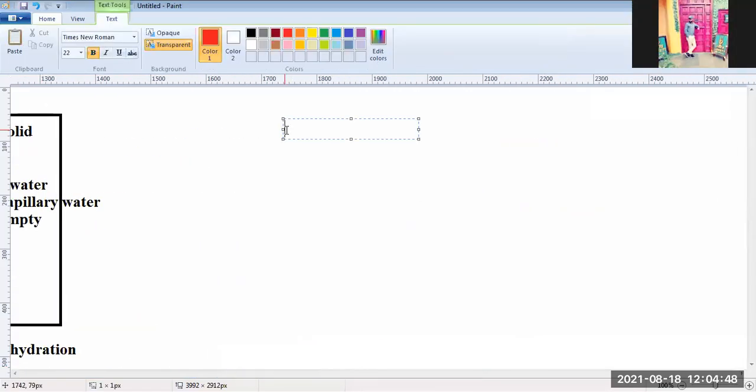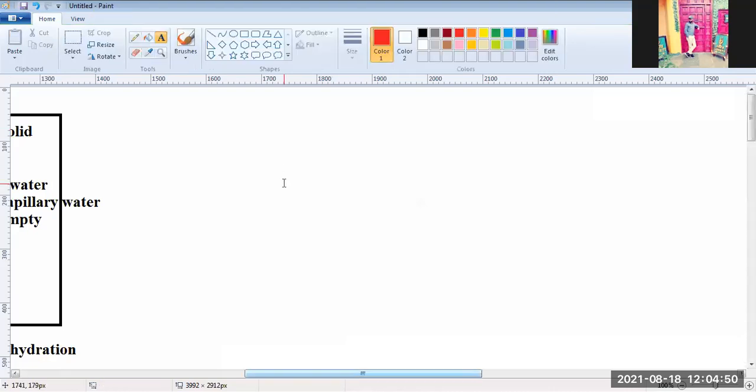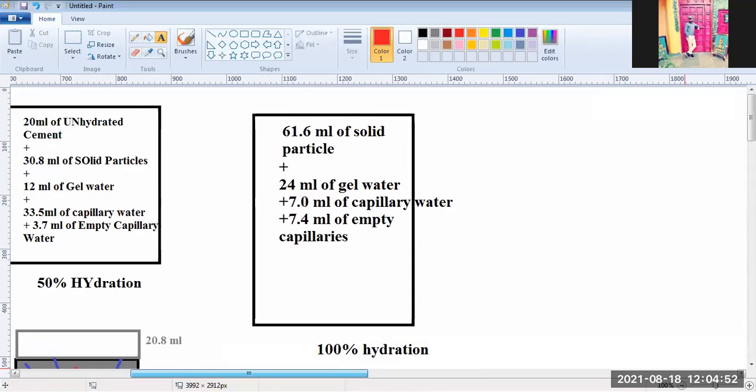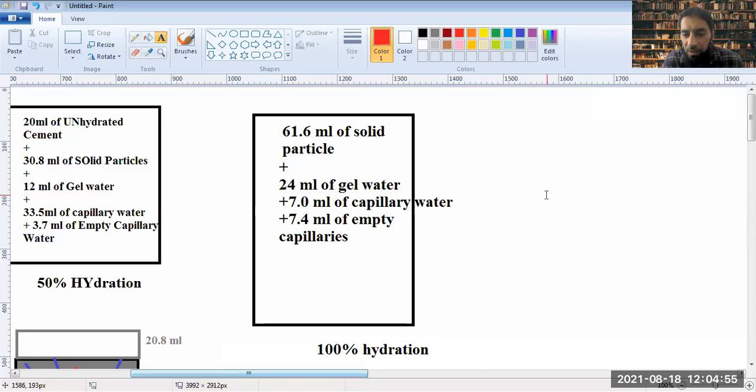Is there any advantage or disadvantage of gel pores? Like we studied the disadvantages of capillaries, that with time they result in cracks. Is there anything that happens because of gel pores, or any advantage or disadvantage of these? No, the gel pores will remain there at all times. So it has hardly any advantage or disadvantage. They remain trapped inside the gel space.